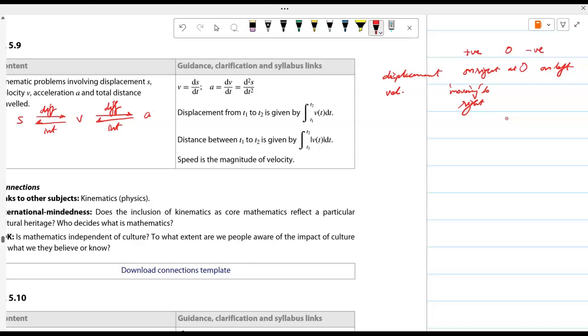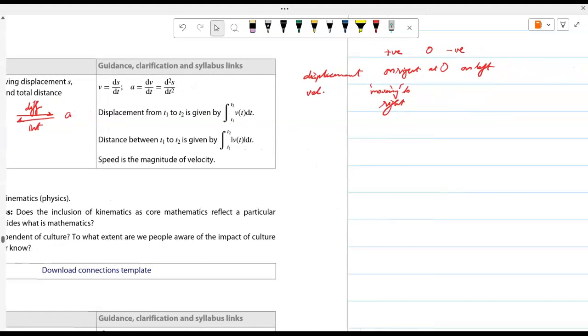Remember, displacement gives us the position. Velocity gives it a direction. So velocity being positive means it's moving to the right, or moving up. If it's negative, then it's moving to the left.